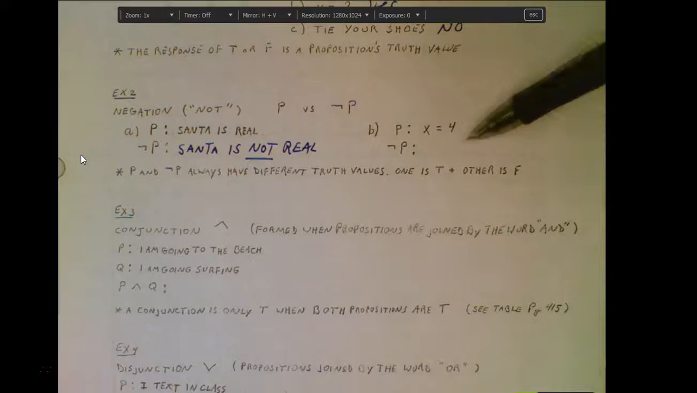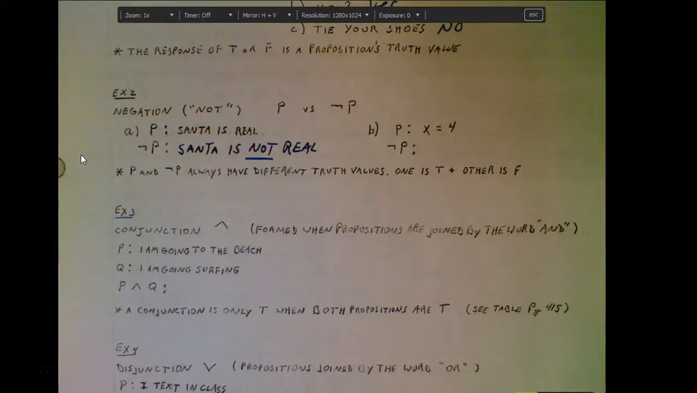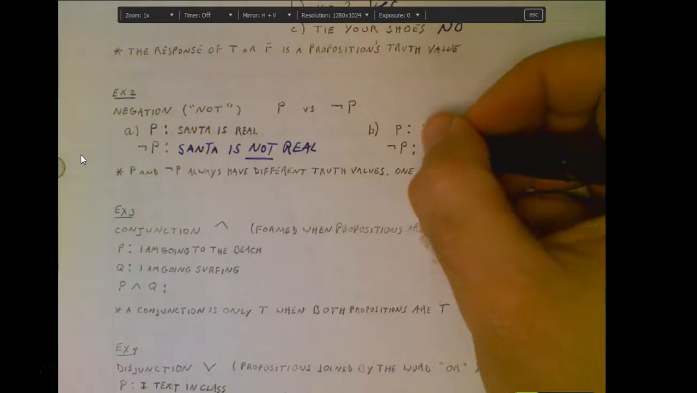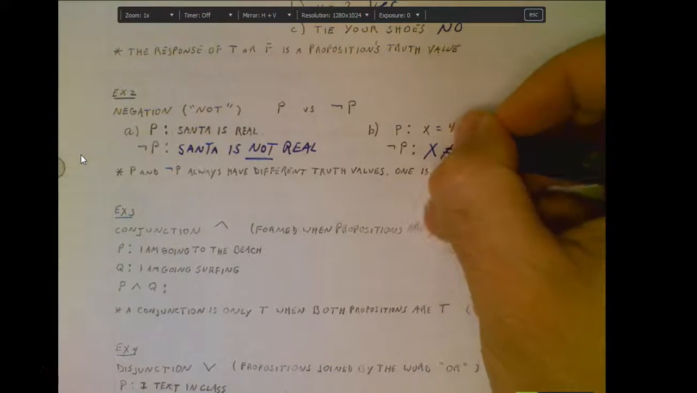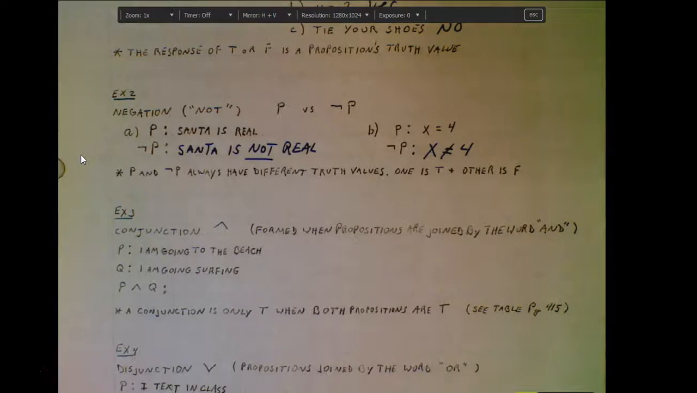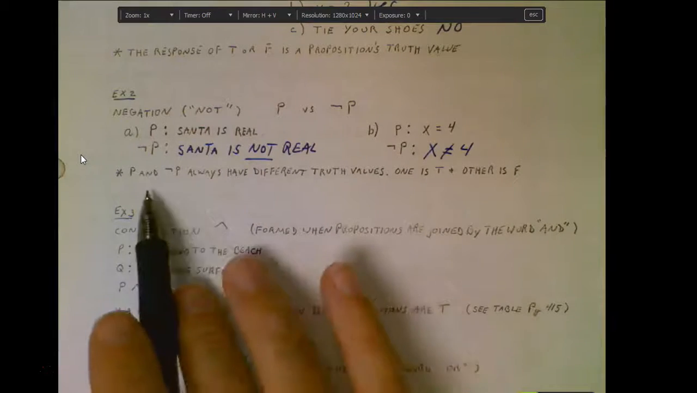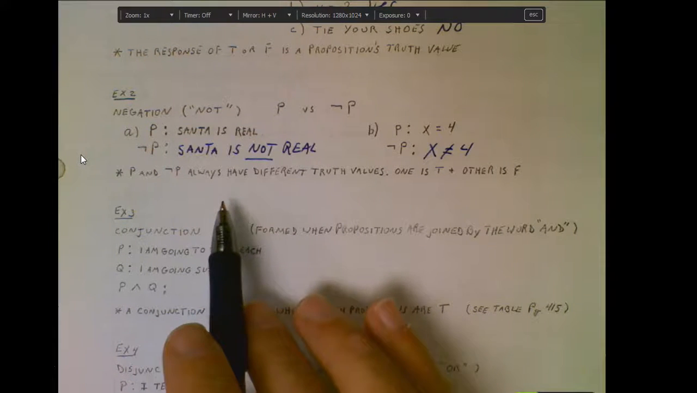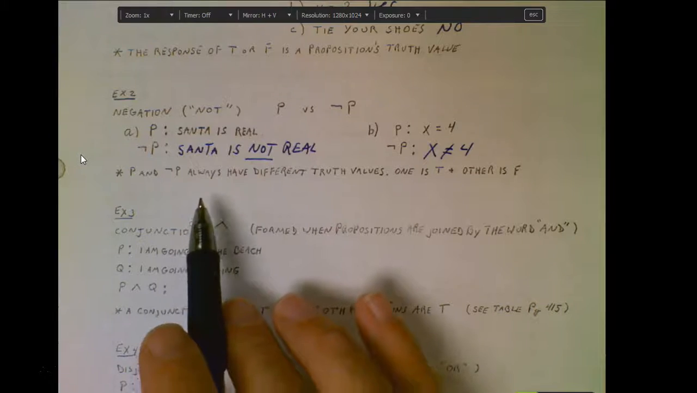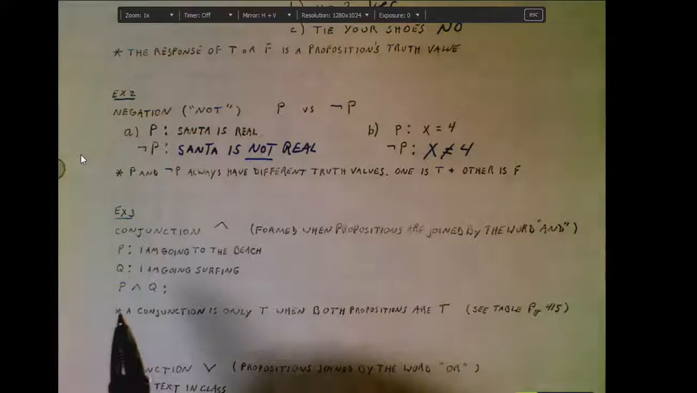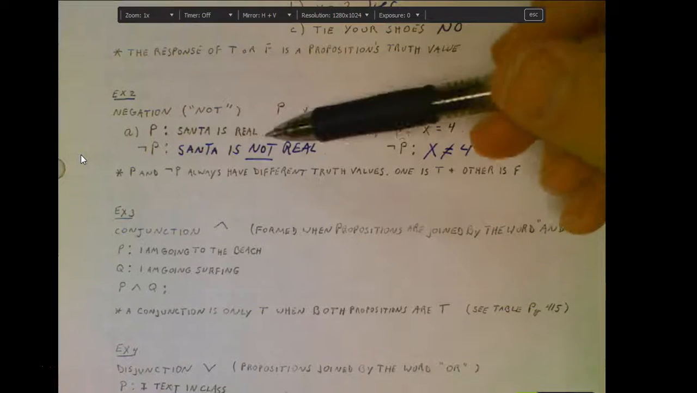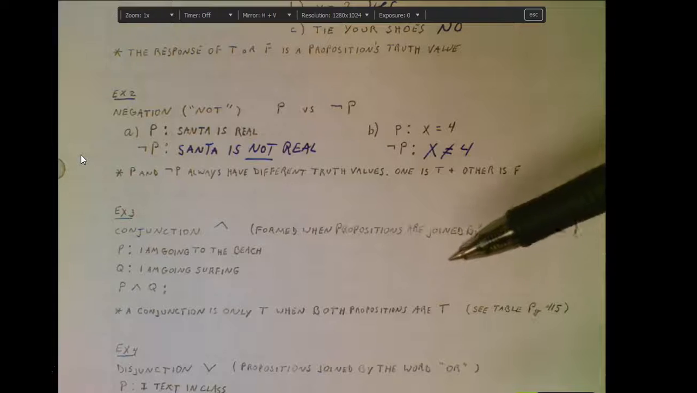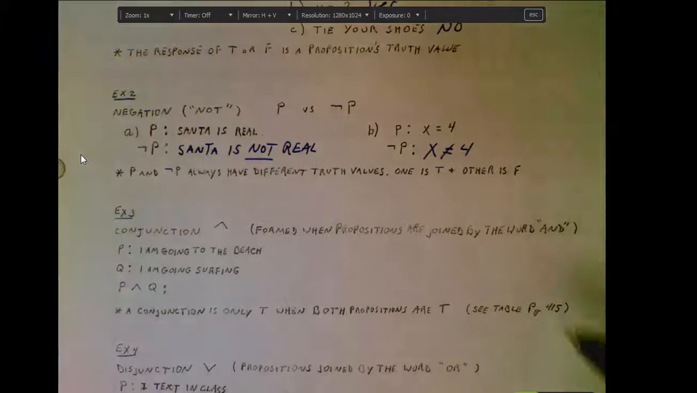If you looked over here algebraically, if we said the original statement was that x equals 4, the negation of that would then be that x does not equal 4. And again, one of those is true and one of those is false. So important on this that we recognize they could never have the same truth value. One has to be true and the other has to be false. But they could never both be true or never both be false. Because these do not agree with each other. Either Santa is real or he's not real. One of those has to be true and one of those has to be false.